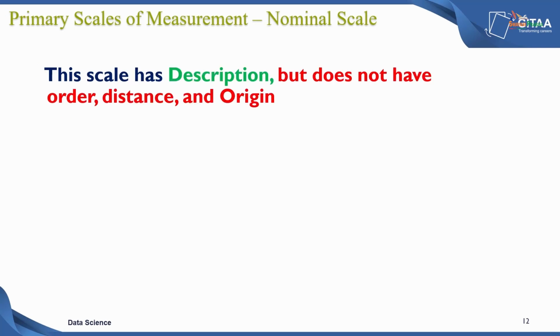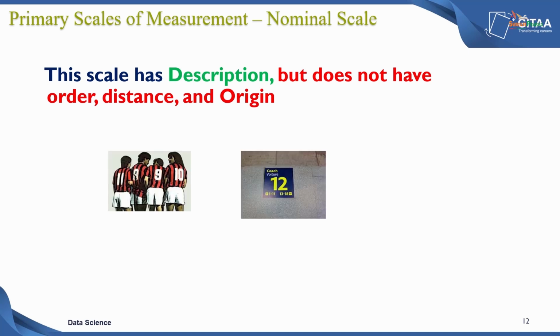The nominal data has the property of description, but does not have order, distance and origin. Let's look at the jersey number. It has 9, 10, so it describes a person, but stops at that. It does not have any order, distance or origin. Or the position of a coach: coach 12 says that you need to get into that coach if you have a ticket booked in coach number 12, but it says nothing about whether 12 is inferior or superior to 11 and 10, etc.